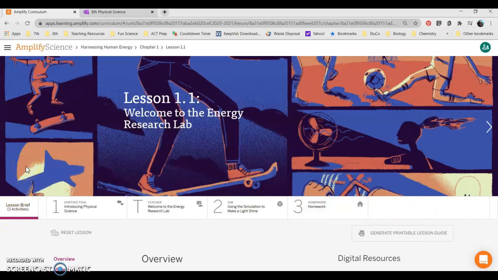So each lesson has a different number of activities. In this case, you will see 3 activities. So activity 1, 2, and 3. This is one that's just on mine as a teacher, so you don't have to worry about that. But you will also use this little tab right here called Lesson Brief. So when you start a lesson, you can look through the lesson.